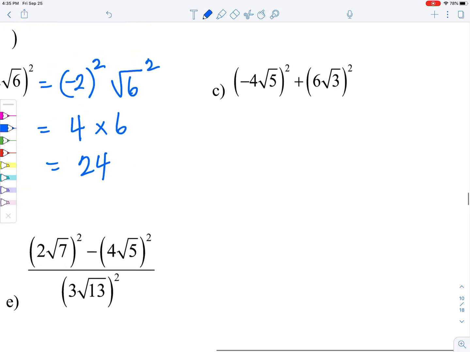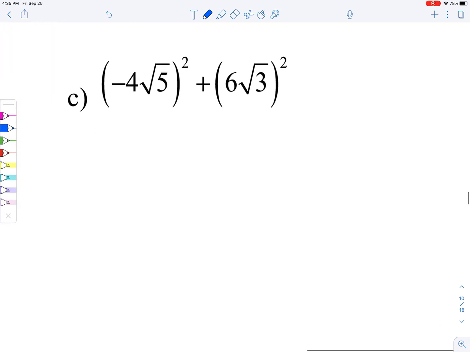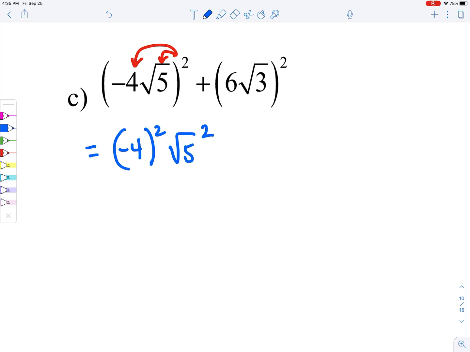For c, we've got two separate terms here. Minus root 4 to the 5 squared plus 6 root 3 squared. So I'm going to do minus 4 squared. I'm distributing that square onto both parts. And then I'd have root 5 squared. That would give me positive 16 times 5, since the square and the square root undo each other. So 16 times 5 is 80.